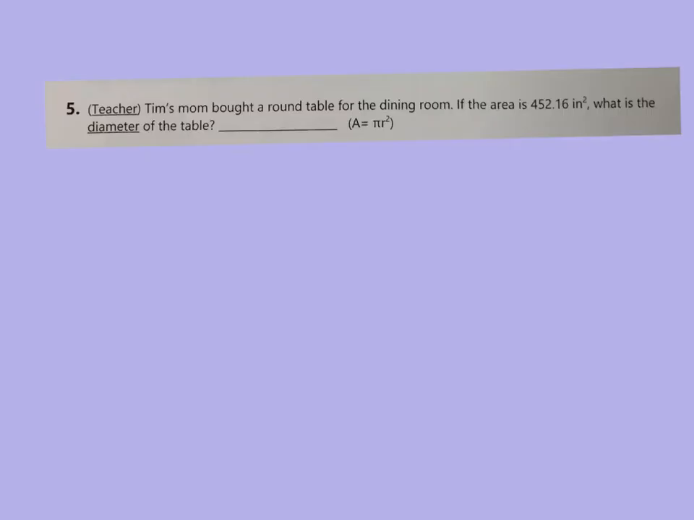The problems are getting a little bit harder, so we have to work a little bit backwards in this problem. Tim's mom bought a round table for the dining room. If the area is 452.16 inches squared, what is the diameter? This is kind of like solving an algebra problem. I'm going to remind myself what the area formula is. Area equals pi r squared.